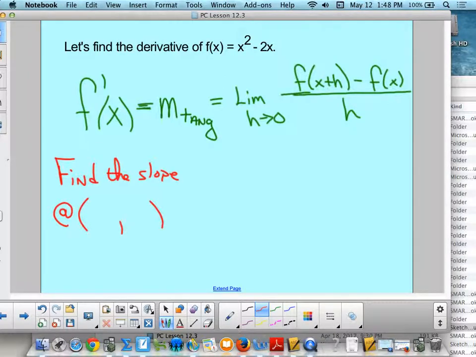When you're done, use your formula to find the slope at this point.